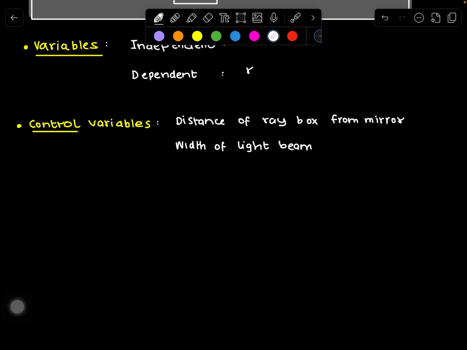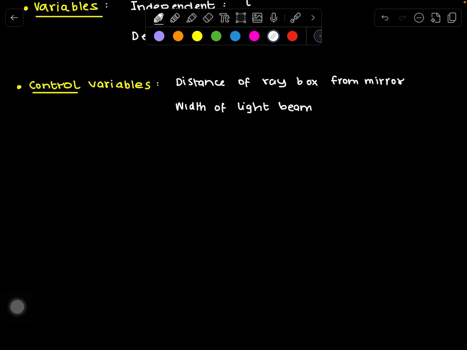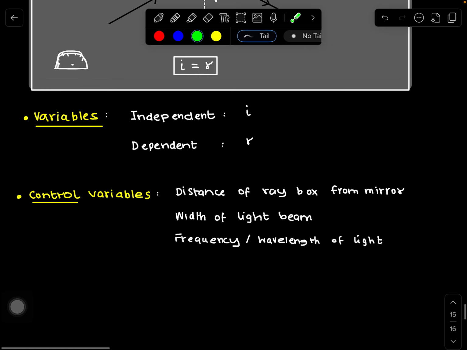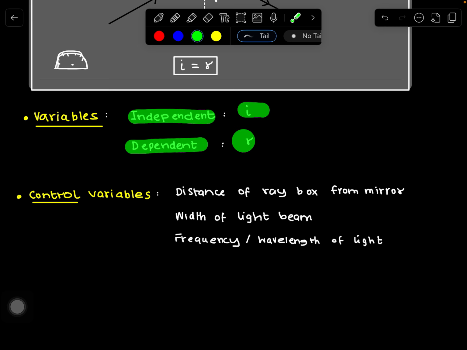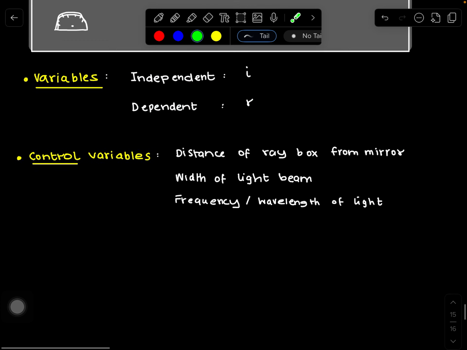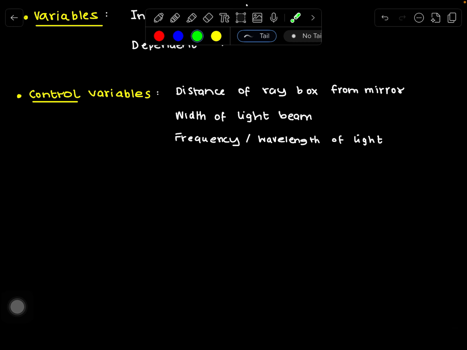One more thing that you can ensure to control is the frequency or wavelength of the light. Frequency or wavelength of light. Okay, all right, so these are your variables. Independent variable, angle of incidence, dependent variable, angle of reflection, and control variables are these three. You should know at least two of them.